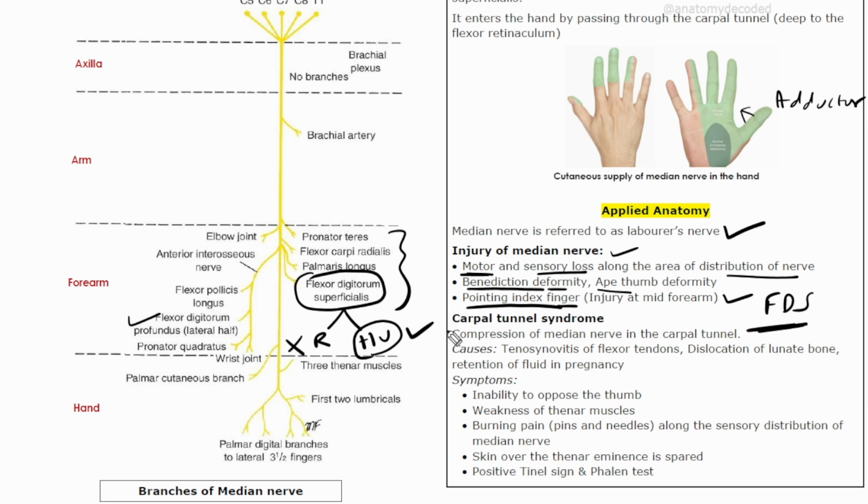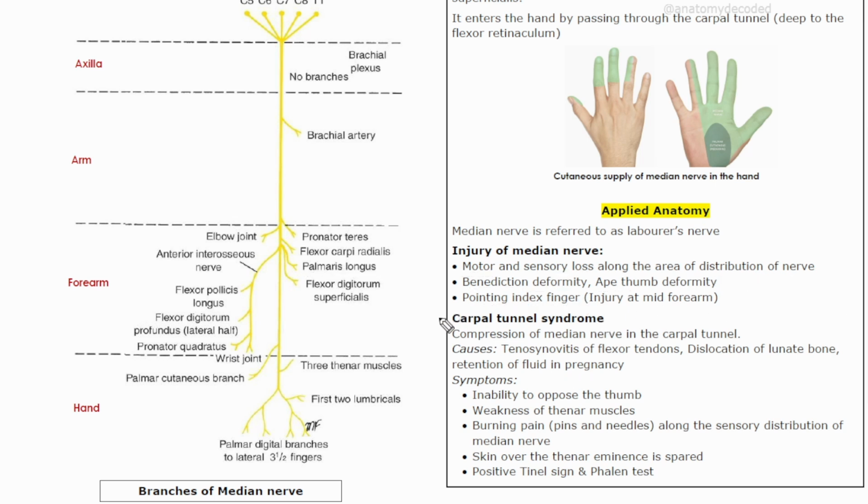Okay, and then there is a very important applied anatomy called as carpal tunnel syndrome. Just star mark this topic. There's a very important topic asked as a short note. And if median nerve is asked as a long question, then also you're supposed to write this. Okay. In this, what happens? There is compression of median nerve in the carpal tunnel. Okay. So what is the cause of this?